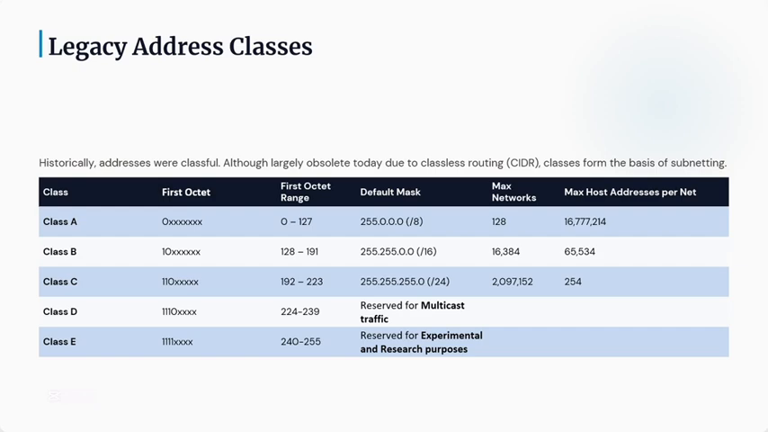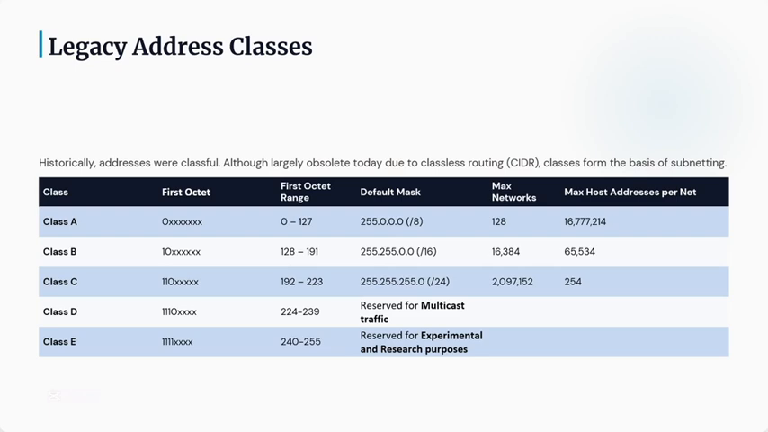Historically, before classless routing existed, the Internet was strictly divided into 5 distinct classes: A, B, C, D, and E. A router would look at the very first octet of an IP address to instantly determine its class and default mask. Class A addresses always start with a value between 0 and 127 in the first octet. They were designed for massive organizations because their default mask is 8, leaving a giant pool of over 16 million hosts per network.